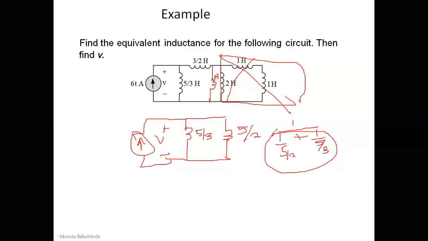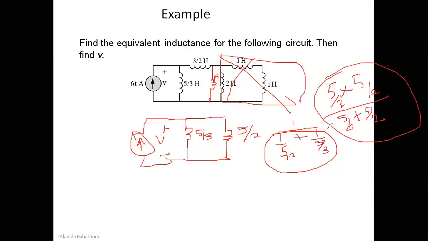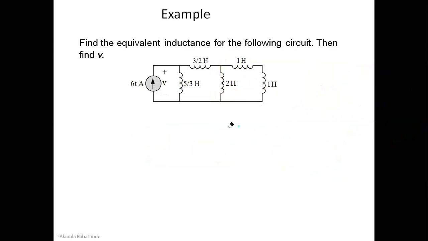I'm not entirely sure what you would obtain, but we can quickly do that together right now. Or we can do 5 over 3 times 5 over 2, all divided by 5 over 3 plus 5 over 2. So whatever you obtain when you treat these, or when you treat this entire stuff, they will be the same thing. That would be the equivalent inductance that we have here. So once you find that, you can then go ahead and find your voltage. I will check here some more calculations.